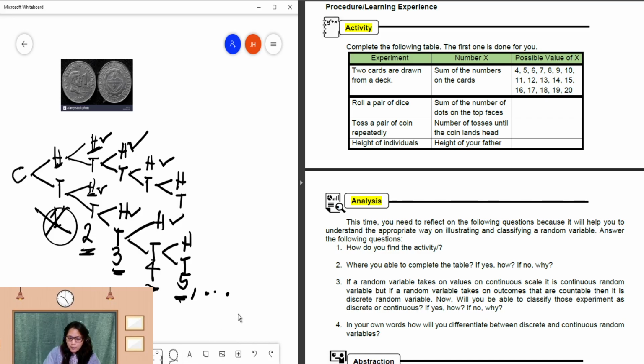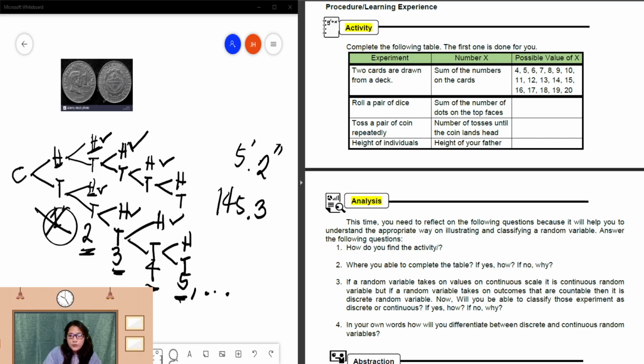It could be, for example, my height is 145.3 or 5.2, like that, di ba? It could be like that. So the answer for this one refers to different types of height. So, wala tayo specific kung pila ang height. Alright?